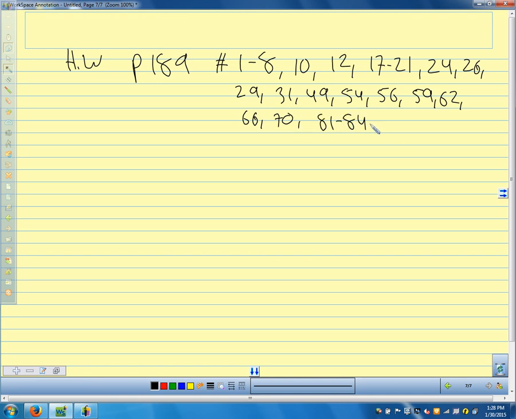On 81 through 84, you should do without a calculator. Use what you know about exponents. Just numbers 81 through 84, do without your calculator.